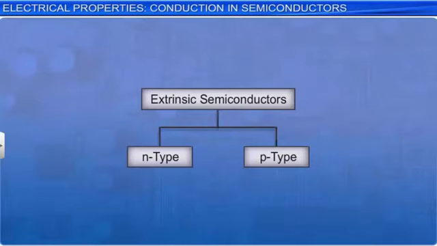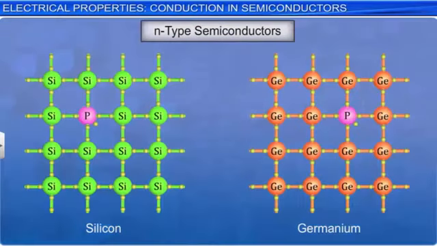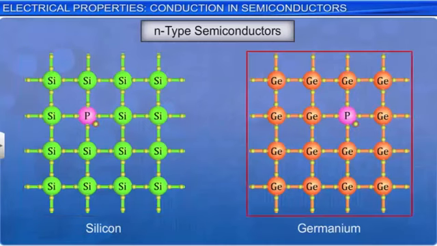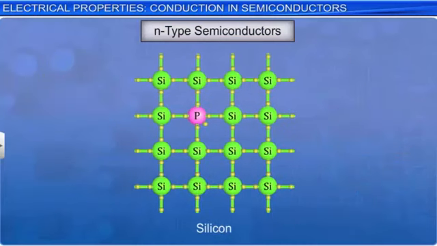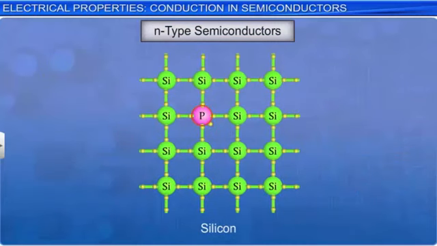Let us first look at N-type semiconductors. In an N-type semiconductor, the doping atom usually has one more valence electron than the host. The addition of a pentavalent impurity such as antimony, arsenic, or phosphorus contributes free electrons to the silicon or germanium lattice. This produces an N-type semiconductor. The free electrons contributed by the pentavalent impurity are responsible for conduction of electricity in an N-type semiconductor.